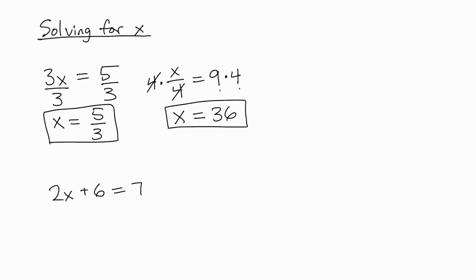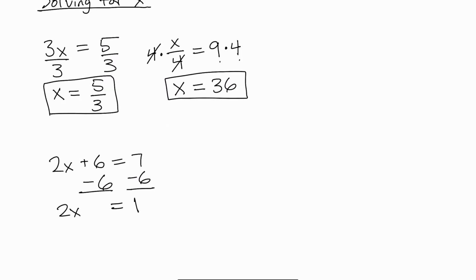How can we get rid of 6? We can subtract 6 on both sides. And we get 2x equals 7 minus 6 equals 1. All right, we're getting somewhere. Now we have 2x equals 1. How can we get x by itself on this left side? We can divide by 2 on both sides. And we get x equals 1/2.